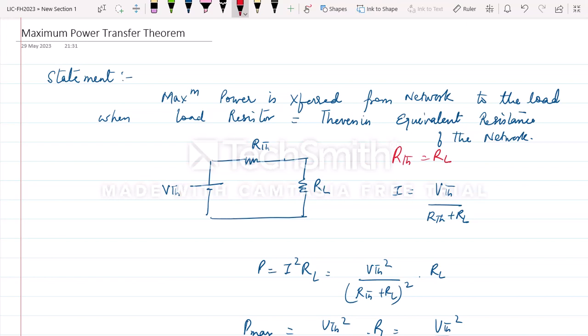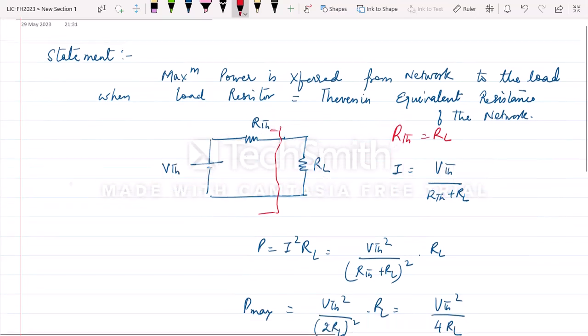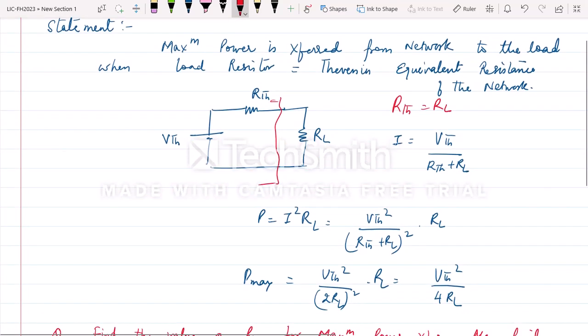So this is a Thevenin's equivalent from this side and this is the load resistance. When RTH equals RL, maximum power will be transferred. So we can say I here is VTH upon RTH plus RL. So what is the power? Power is I square RL. So I square will be VTH square upon (RTH plus RL) whole square, into RL.